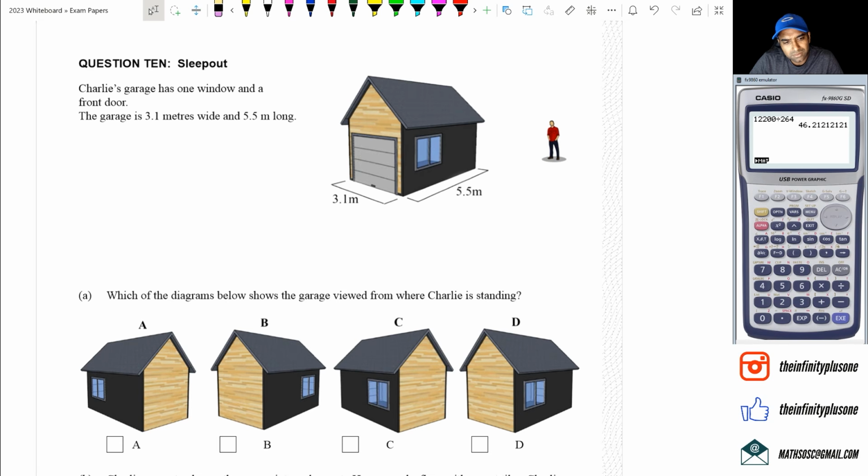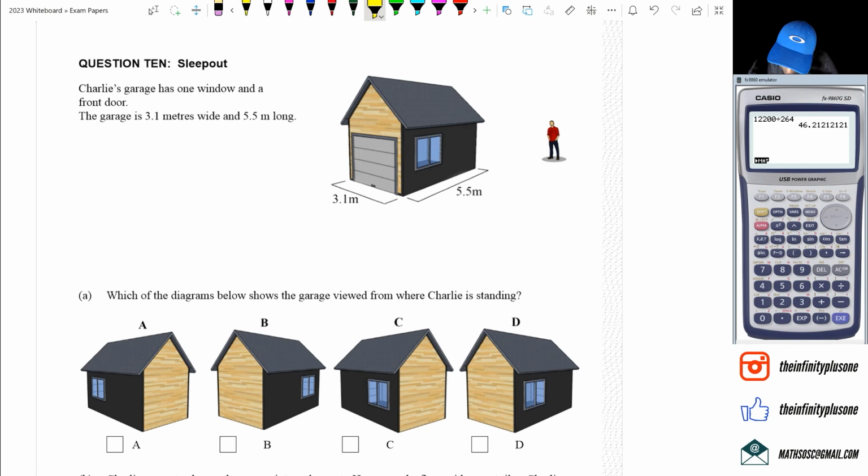Oh, right. Okay. I get it. This is kind of a perspective question, isn't it? I'm trying to imagine where Charlie is standing, right? So he's kind of standing in that corner. So first things first, he is going to be seeing the, how do I do this? Okay. I've never done a perspective question on a video, but we're going to try it.